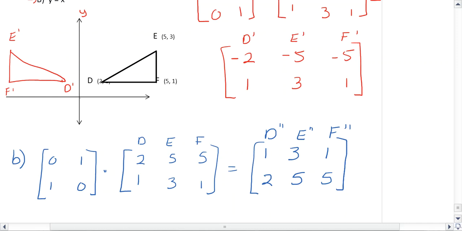So let's graph D double prime. So we have here 1, 2. It's right about here. So we'll mark that, and then 3, 5 is about here for E double prime. And then 1, 5 is about there for the F double prime. So attempting to connect these vertices. All right, there's the image now after that transformation.